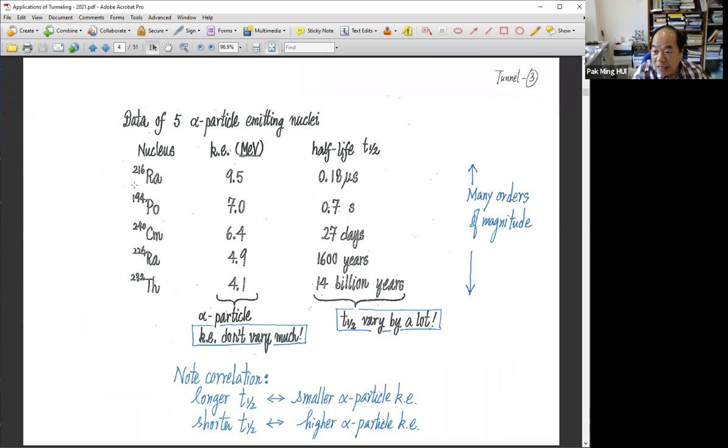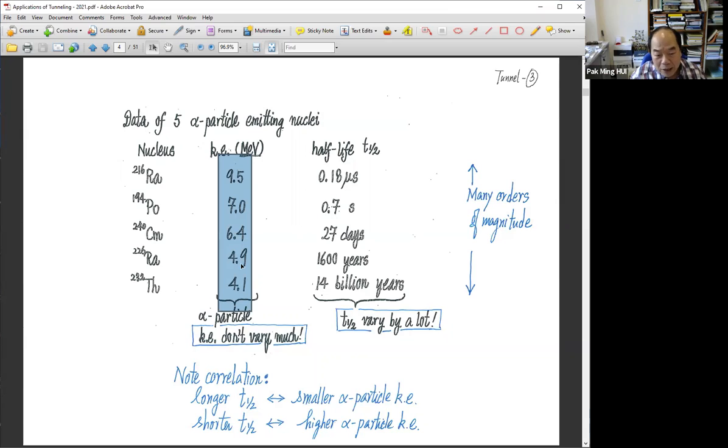And here is some data. These are the nuclei that can emit an alpha particle. They undergo alpha particle decay. And here are the kinetic energies of the alpha particle coming out. Okay, now Rutherford used this alpha particle to hit the gold thin film. Okay, so this is the alpha particle coming out with this MeV scale going in.